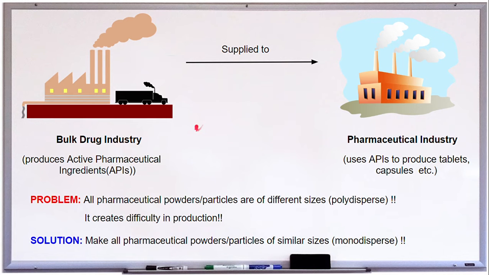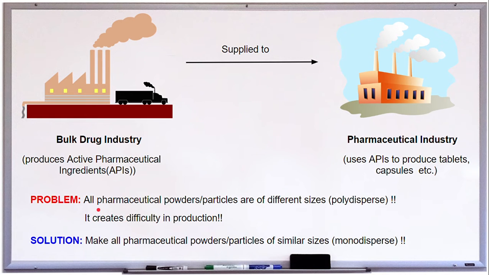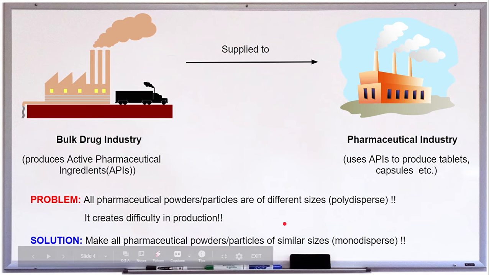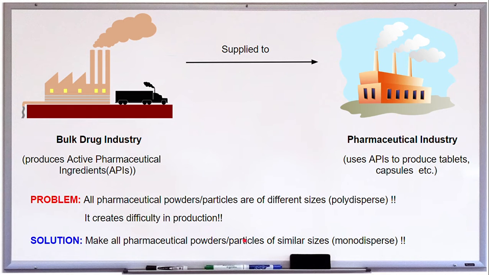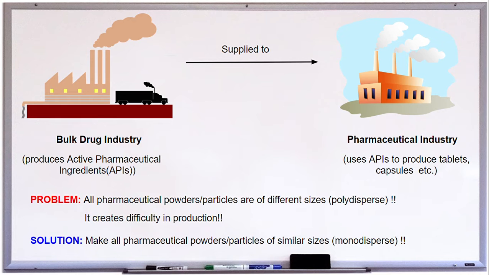When they supply this bulk drug in the form of powder, there are certain problems. All these pharmaceutical powders have particles of different sizes. It means they are poorly dispersed in nature, which creates difficulty in production or pharmaceutical manufacturing. The solution to this problem can also be found in size reduction. Make all these pharmaceutical powders or particles of the same size. By means of size reduction, we try to make this polydispersed pharmaceutical powder into a monodispersed one, and we can prepare the dosage forms from them very easily.